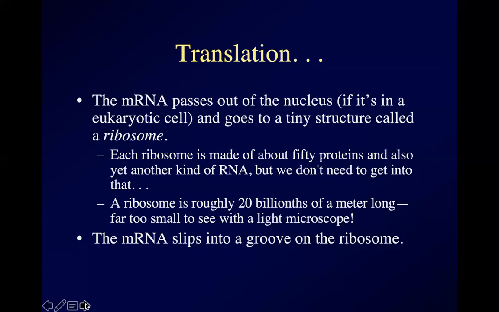Each one is roughly 20 billionths of a meter long. That's way too small to see with any light microscope. You'll never see ribosomes with light. And each ribosome is made of roughly 50 odd proteins and some RNA molecules that are called ribosomal RNA. We don't really need to worry about what that does specifically.